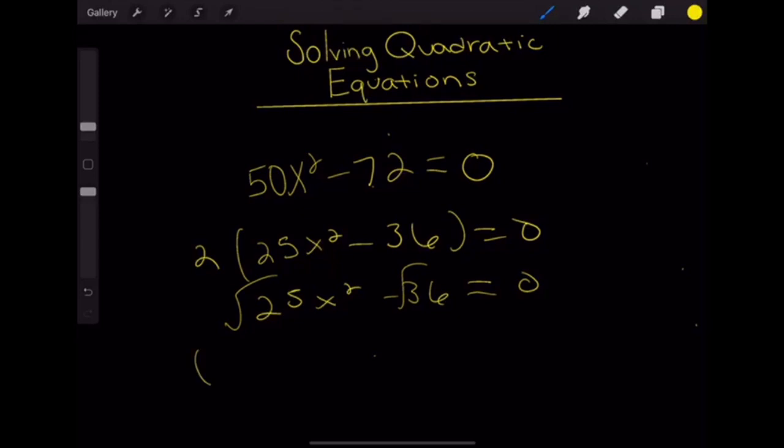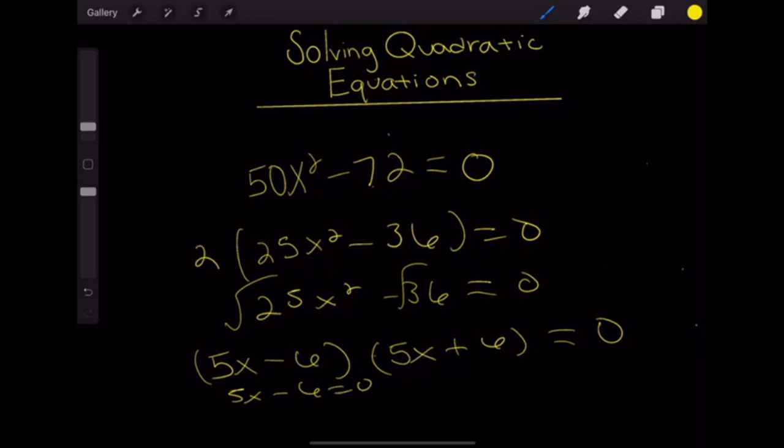So we have, the square root of 25 is 5. The square root of x squared is x, minus the square root of 36, which is 6. Then 5x plus 6 is equal to 0. Now we just set them both equal to 0. x is equal to 6/5, and we just know that it's going to be the same but negative, so this one will be x is equal to negative 6/5.